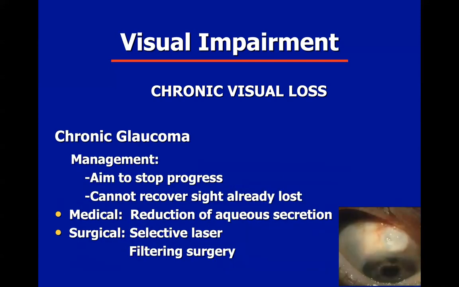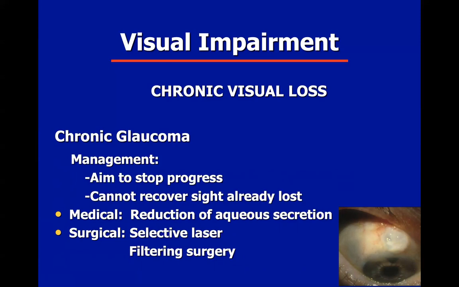So our management is to stop the progress. You cannot recover sight that has already been lost. That's why it's important to get your parents and relatives over 40 to be examined. Whatever you lose, we cannot restore it. All we can do is halt it. So I always tell the patients that come to me, whatever medication I'm giving you, whatever surgery I'm giving you, it is not to restore back, because once you damage your nerve fibers and it affects your optic disc and optic nerve, unfortunately, you cannot restore it back.